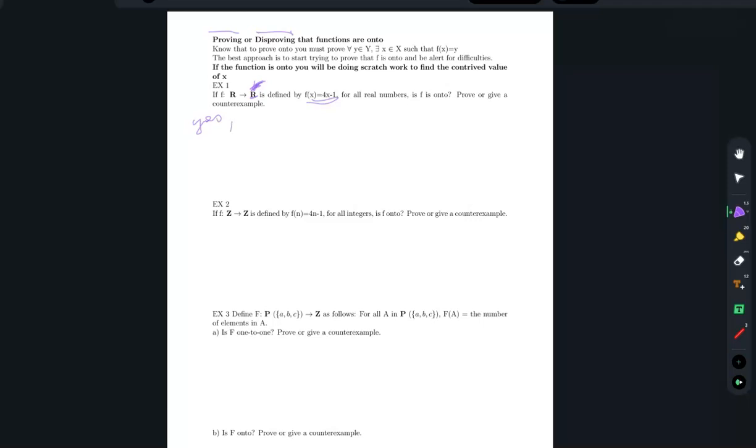So what do we need to do to prove it? We need to say, okay, for every y in the reals, and that's the codomain reals, there is an x in the domain reals, right, such that f of x equals y.